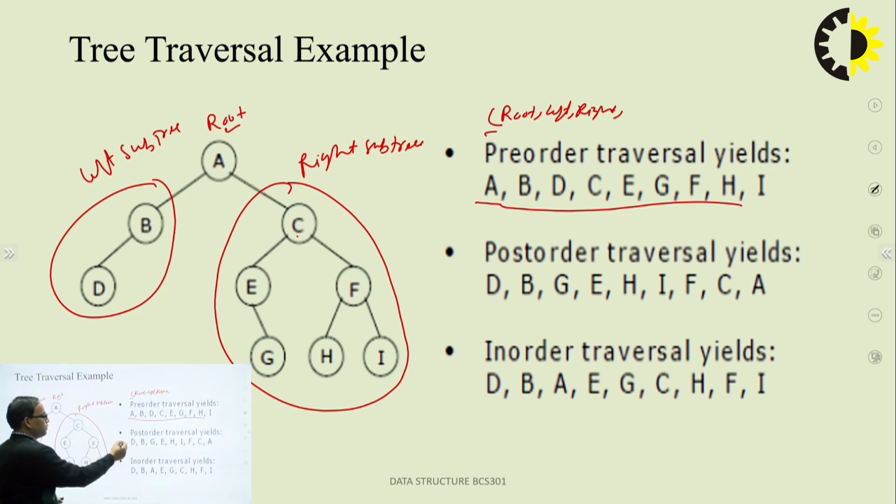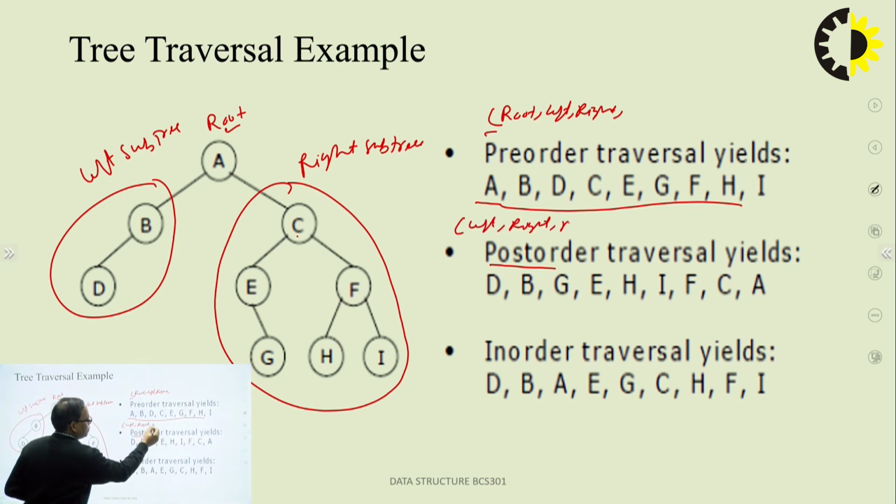Now we have to traverse the tree in post order. In post order, the rule is left, right and root. In this case, at first this is the left subtree, so we will visit the left subtree using this rule. In the left subtree, at first we will visit D. There is no element in the right, so it will not be visited. After that we will come to the root. The root of the left subtree is B. So this is B. The left subtree has been visited completely.